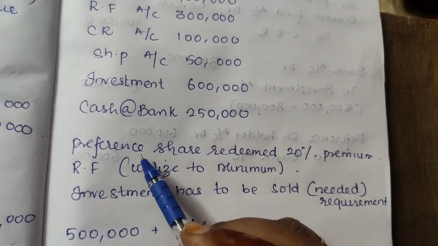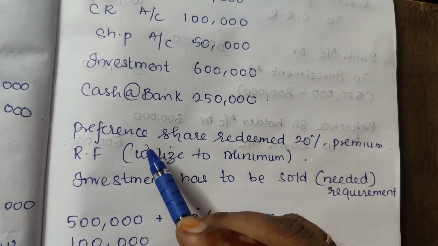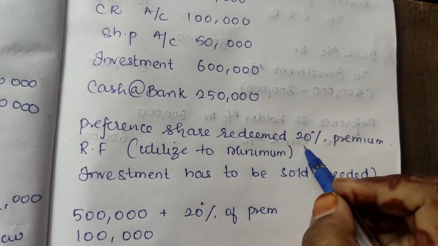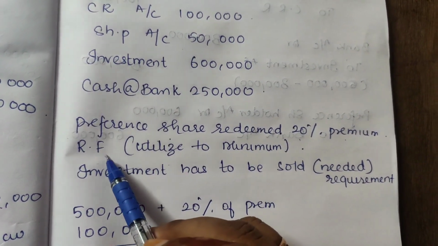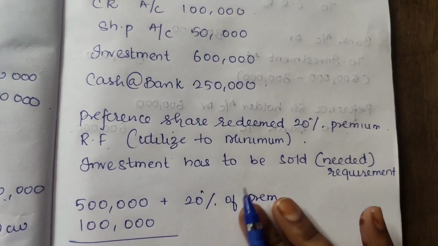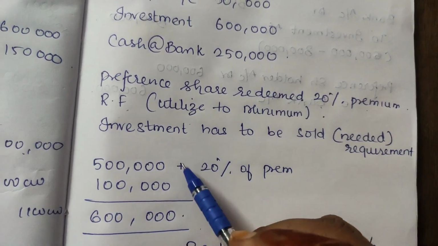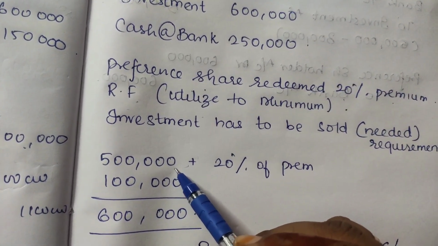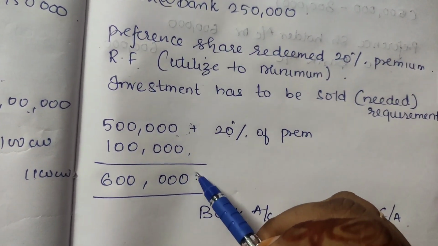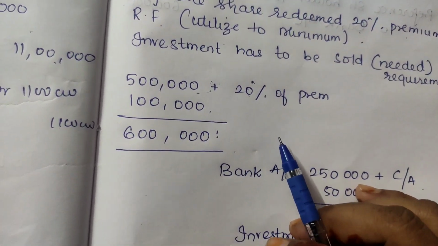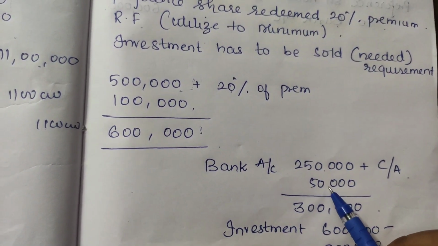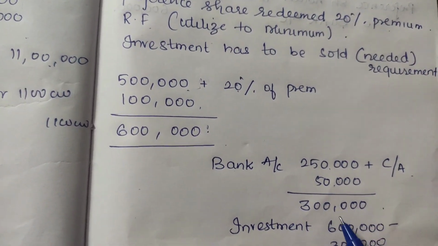Here it has given certain adjustments: the preference shares have to be redeemed with 20% premium, we have to utilize the reserve fund to the minimum, and investment has to be sold as per the needed requirement. So overall 5 lakh is the redeemable preference share, 20% premium is 1 lakh, overall 6 lakh we have to redeem. So bank account is 2 lakh 50,000. This is our calls in arrear. So overall we have 3 lakh.